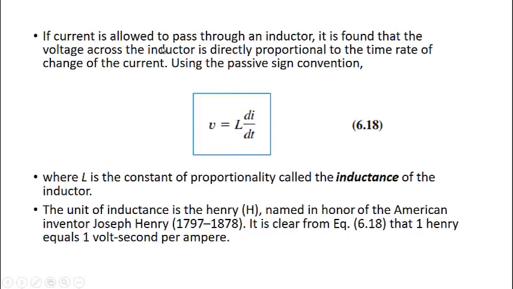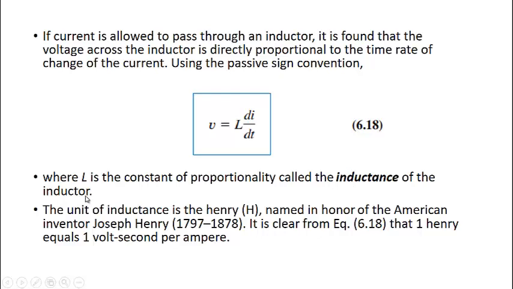So if current is allowed to pass through the inductor, it is found that the voltage of the inductor is directly proportional to the time rate of change of the current. Using the passive sign convention, this voltage across the inductor is usually given as L di by dt, where L is the constant of proportionality called the inductance of the inductor.